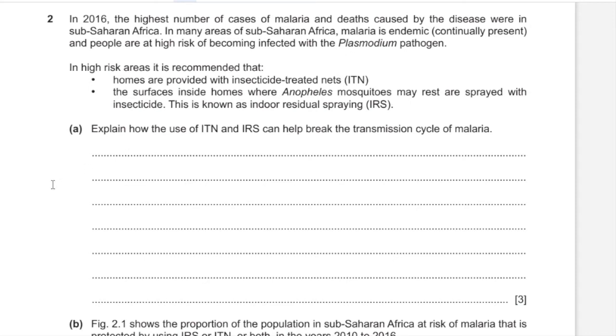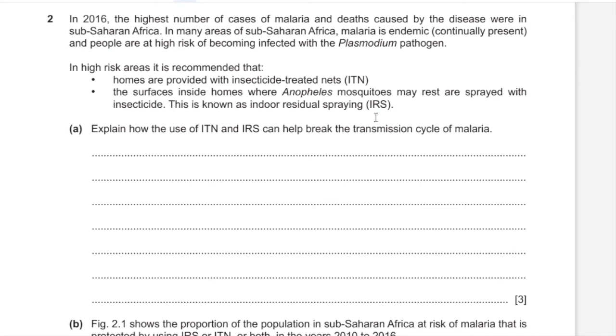A. Explain how the use of ITN and IRS can help break the transmission cycle of malaria. The transmission cycle of malaria involves mosquitoes acting as vectors, so they need to take a blood meal from an infected person to transfer the pathogen from that blood meal to an uninfected person, and this is part of the transmission cycle. Using ITN and IRS, it would be ensured that the Anopheles mosquito is killed either before taking a blood meal from an infected person or after it has taken a blood meal from an infected person, but before it has taken a second blood meal from an uninfected person.